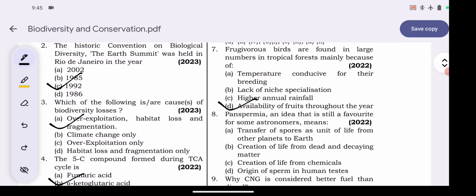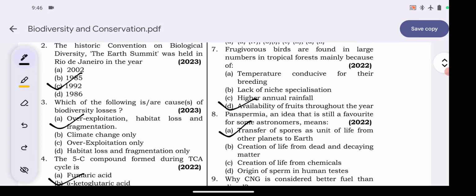Panspermia, an idea that is still a favorite for some astronomers, means. Panspermia का मतलब क्या होता है? देखो. First, transfer of spore as a unit of life from other planet to the earth. Second, creation of life from dead and decaying matter. Third, creation of life from chemicals. And fourth, origin of sperm in human testes. So here panspermia means option A, transfer of spores as a unit of life from other planet to earth.